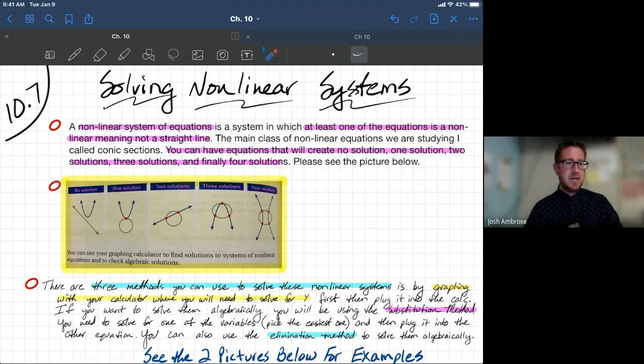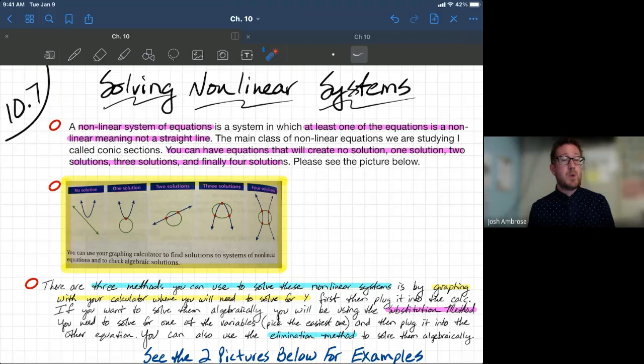Section 7, nonlinear systems. Again, everything that you see that's highlighted, you've got to copy it down. Everything in that first paragraph there: a nonlinear system of equations means that you have at least one equation that is nonlinear. They're going to give you two, but at least one of those equations is nonlinear. You may have an equation that makes a straight line, but the other equation is going to make something else that we've dealt with in terms of a conic section from this chapter.